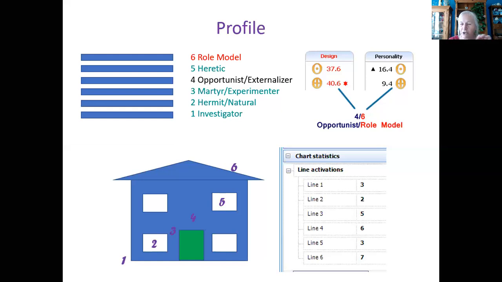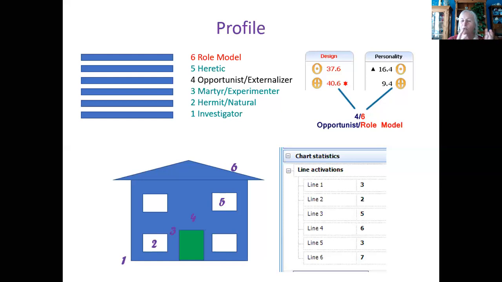Where you find a line 2, that's some aspect where you have a natural skill or ability that takes you into a sense of aloneness, where you just do your own natural thing. Line 3 is where you're going to be experimenting with things. It's always going to be a bit of an experiment, and it's going to be lots of trial and error. Line 4 is where you're going to be looking at opportunities. And line 5 is where you're going to feel like you've got something to proclaim out to the world. And line 6 is where that ability to act as a role model comes in.